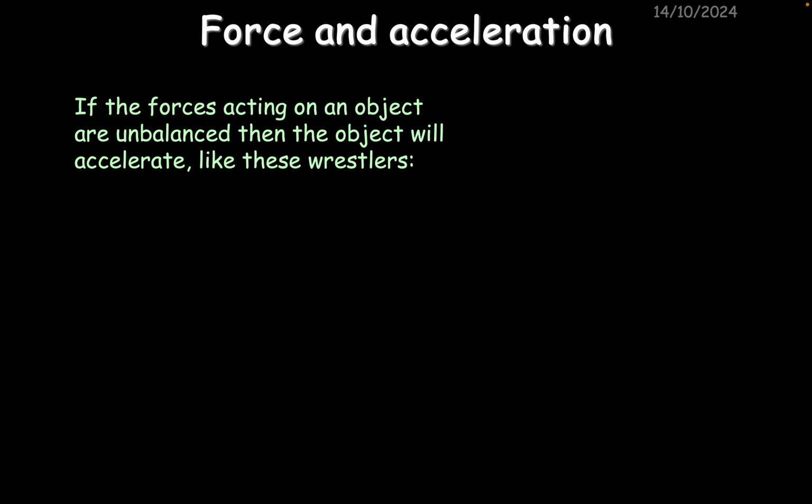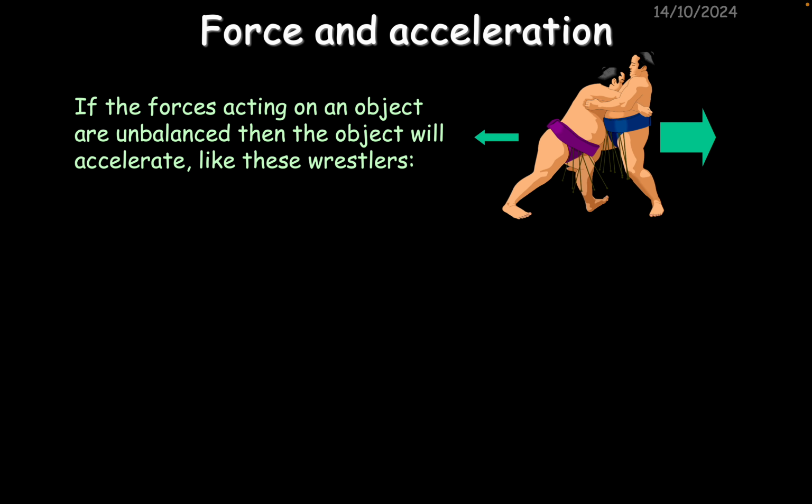Okay, so now force and acceleration. If the forces acting on an object are unbalanced, then the object will accelerate like these two sumo wrestlers. Okay, you can see the guy with purple is pushing the guy with blue, and the blue is becoming unbalanced and is moving backwards, because the force on him is greater than his force on the guy with the purple trunks, or whatever you call what they're wearing.